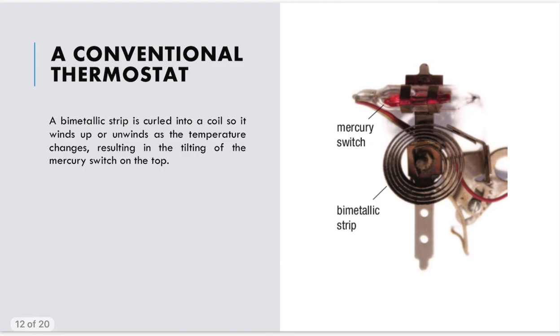So this is an example of a conventional thermostat. A bimetallic strip is curled into a coil so that it winds or unwinds as the temperature changes, resulting in the tilting of the mercury switch on the top. Many of our thermostats now are electronic, and so they are measuring the air with electronics as opposed to this kind of coil strip.